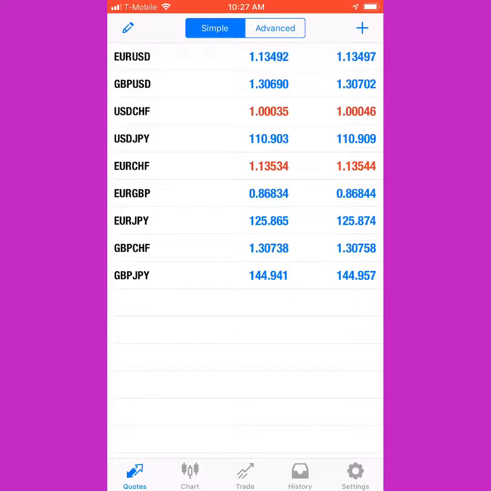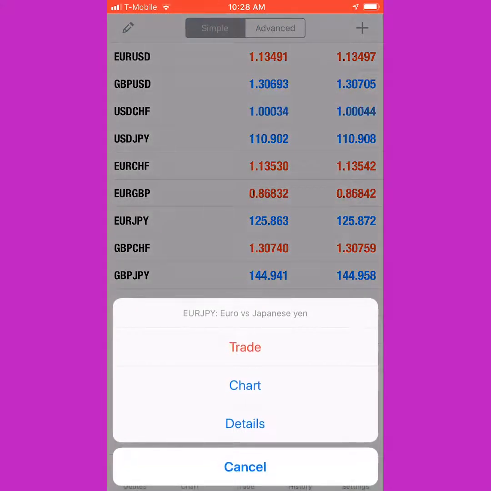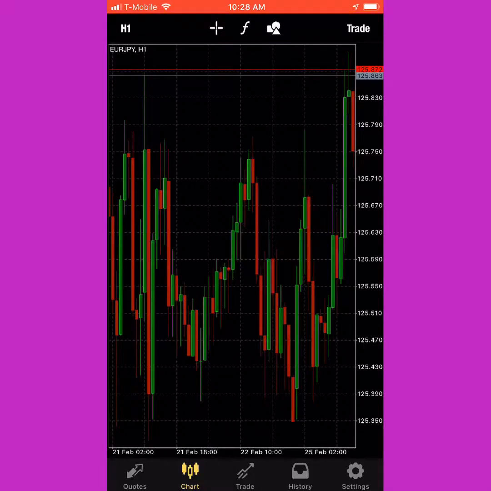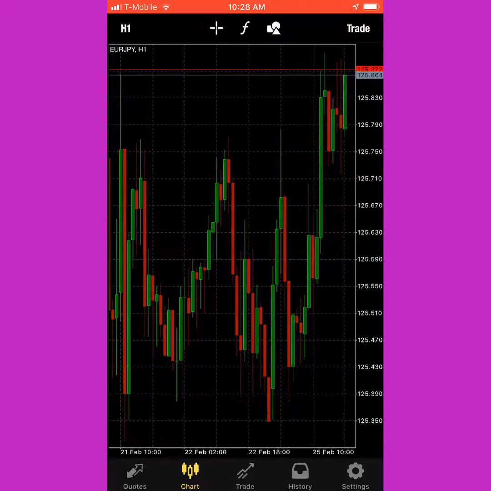And like I said earlier on, we have 7 pairs that we focus on: the euro dollar, the pound dollar, the dollar Swiss, dollar yen, right? So I'm going to look at the euro yen. Now this is the 1 hour chart. You can see price is close to the previous support level.